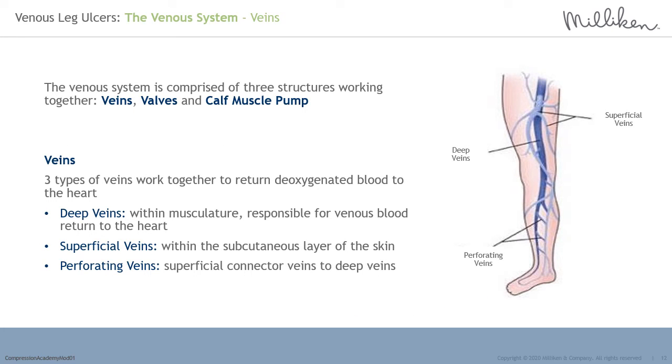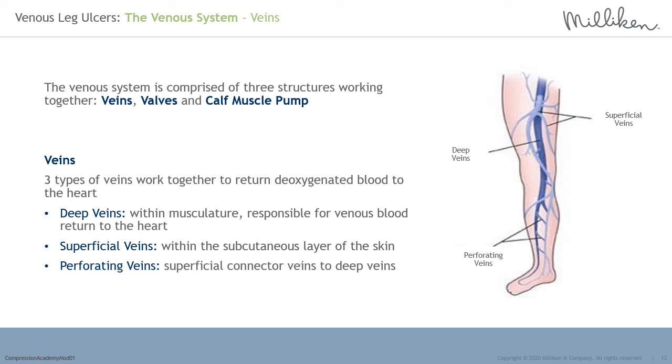The venous system has three structures all working together: the veins, the valves, and the calf muscle pump. Chronic venous insufficiency can be a result of failure of one, two, or in most common cases, all three of these structures. Firstly, we will look at the veins.